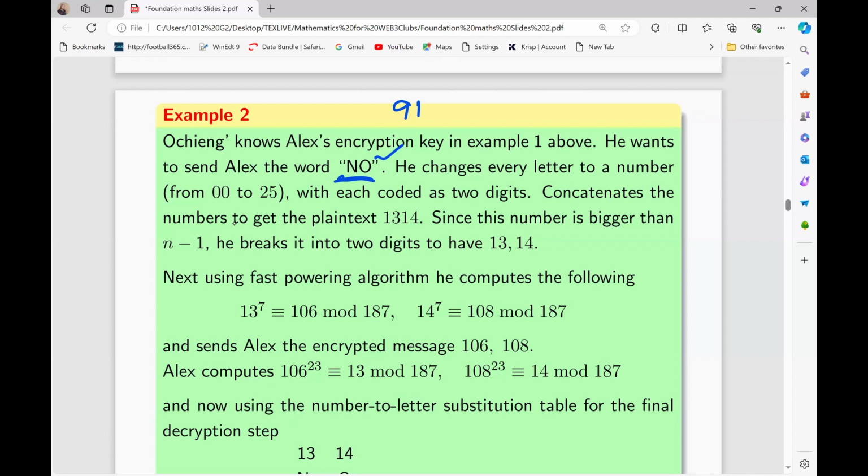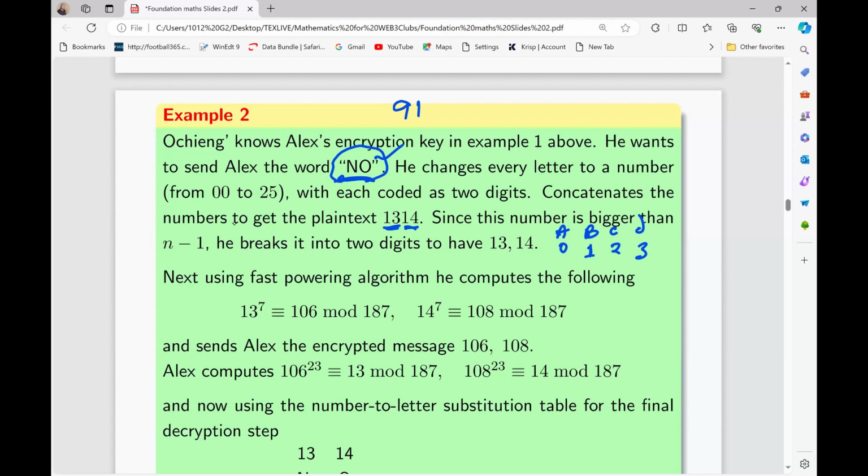So this RSA works with figures, so digits. What Ocheng is supposed to do is convert this to digits. In my example, I've used a conversion where A is mapped to 0. I'm using the alphabet. C is mapped to 2, D is 3, all the way up to N, and N was 13 and O was 14.